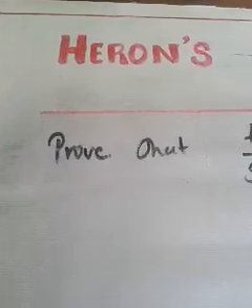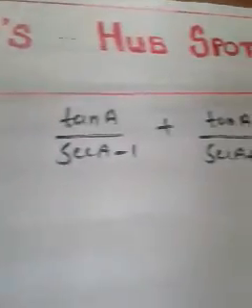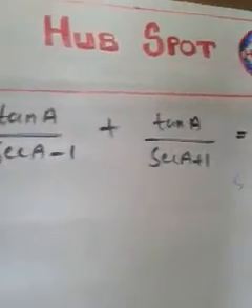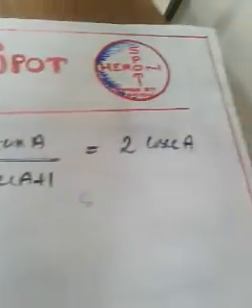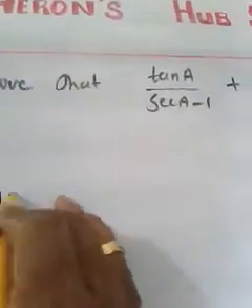So this is your question. Next question: prove that tan A divided by cosec A minus 1 plus tan A divided by cosec A plus 1 is equal to 2 sec A. Okay, so let me start from the LHS side.